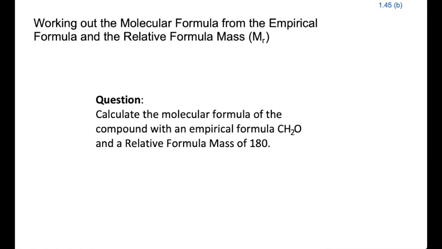So we're looking at a question now which basically brings together everything we've covered in this video. We're being asked to calculate the molecular formula of a compound which has an empirical formula of CH2O and a relative formula mass of 180. So whatever the molecular formula is, we're given 2 pieces of information about it. The first is that its relative formula mass is 180, and the second piece of information is that we know this formula is going to be in the ratio of 1 carbon, 2 hydrogens, and 1 oxygen.